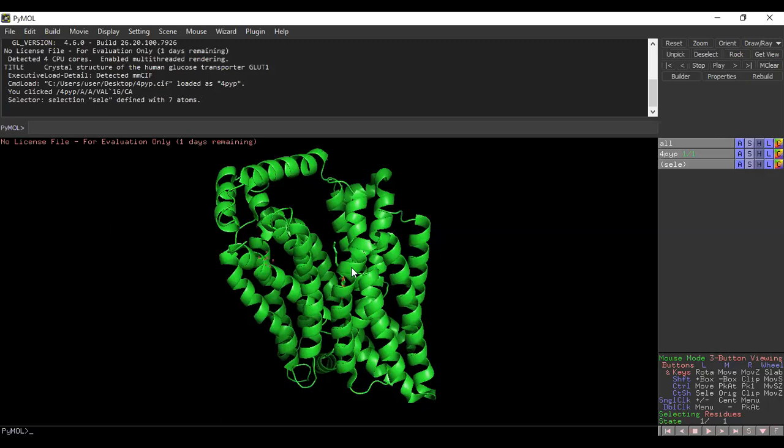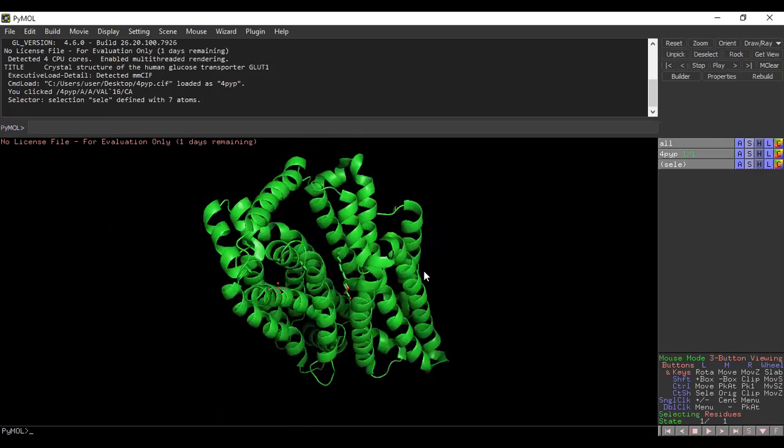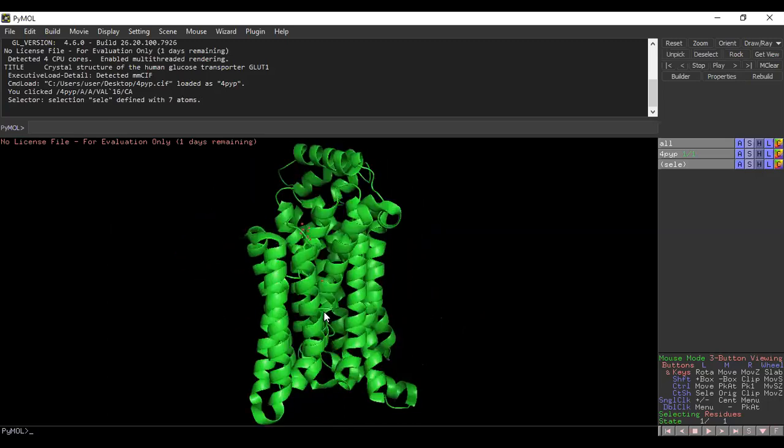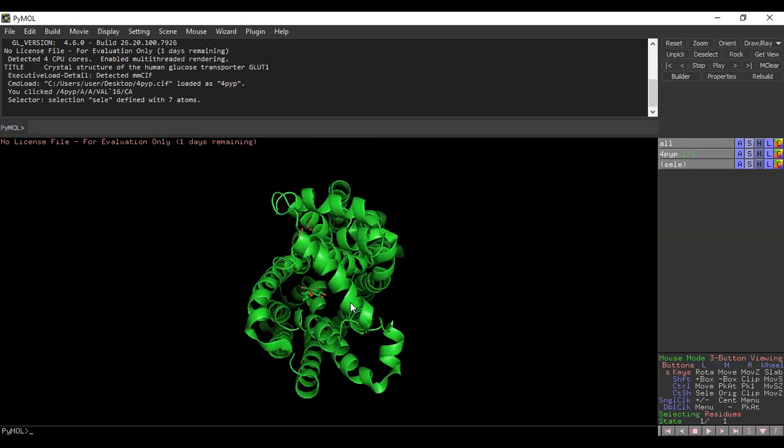Okay, so you can see this is the example of GLUT1 I have taken, and if you see inside, can you see here the glucose is present at the center. So in this you can also study. Now, if you see the top view, can you see over here a hollow hydrophilic core is there? So in the center, you can see the glucose molecule is there.